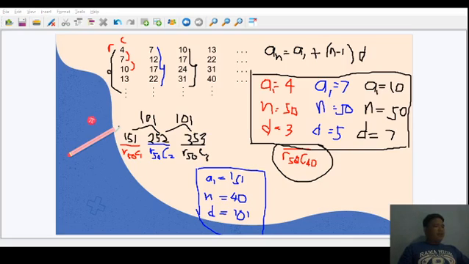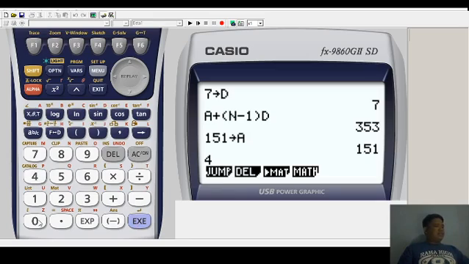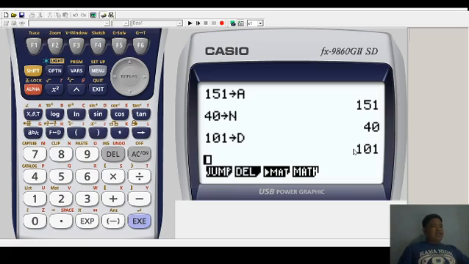So now let's go back to our graphing calculator simulator. This time we need to key in our first term, that is 151. We need to assign that to our A. Press X, and for our N, that is actually 40, assign that to alpha 8, our variable N. Press X, and then our common difference is 101. So 101 will be assigned to alpha sin, or D, that is the common difference, and then press execute. By this, we can now get the 50th row and 40th column.